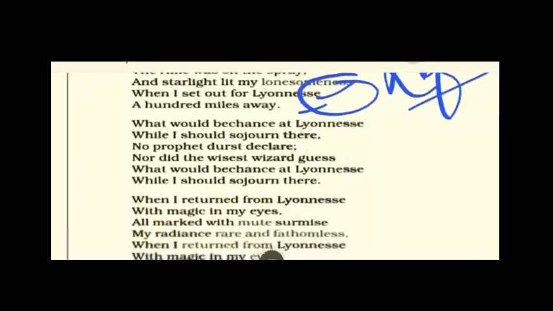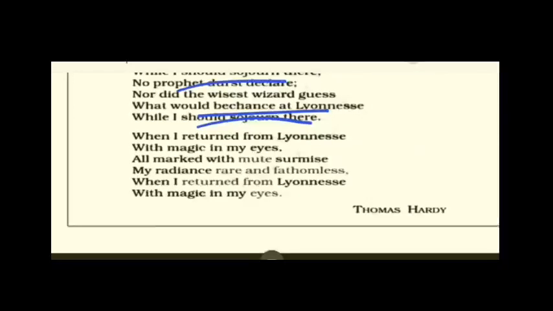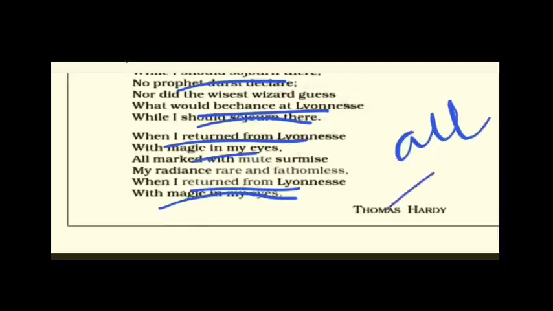Okay. Then what else do we have? Stanza 2. What would be the chance at Lyonesse while I should sojourn there? What would be the chance at Lyonesse while I should sojourn there? So this also is an additional example of refrain being employed by the poet in the poem. Okay, let's see whether the third stanza employs the same device or not. When I return from Lyonesse with magic in my eyes. When I return from Lyonesse with magic in my eyes. So this also is a testimony that refrain is used in all the three stanzas of the poem. Okay, so this is the conclusion of the literary devices that we were supposed to learn.